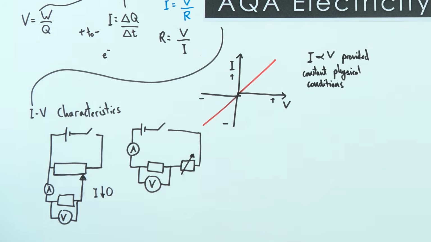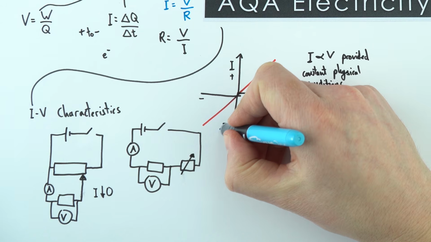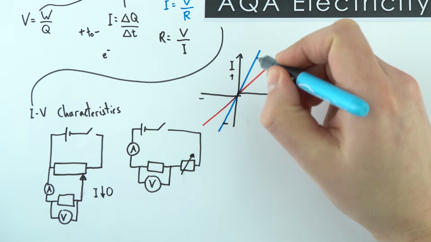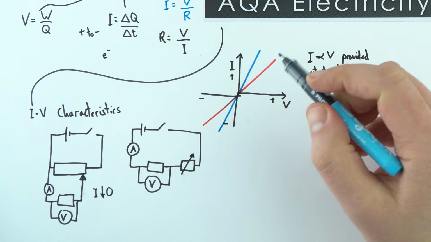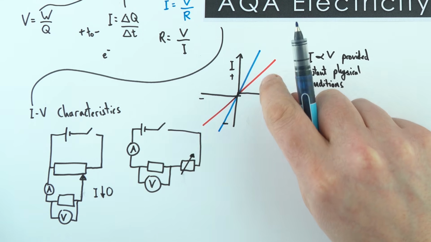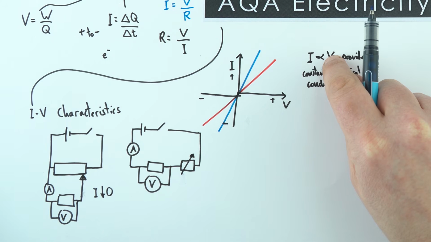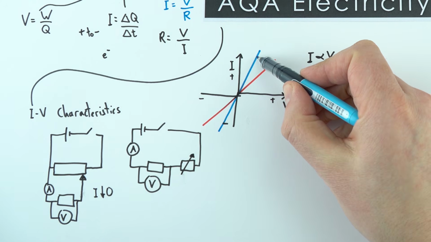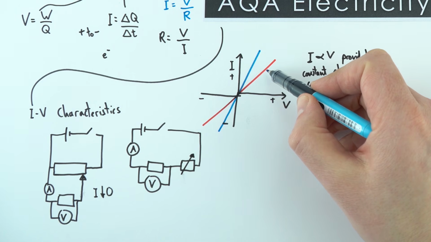Now it might be that you had a different material, or in this case maybe a different resistor, and we might find that we get a different shape. Again, it's going to be a straight line going through the origin. And these two things here obey Ohm's law. And Ohm's law just says that the current is proportional to the potential difference. In actual fact, this component here, or this piece of wire, has a different resistance to this one.